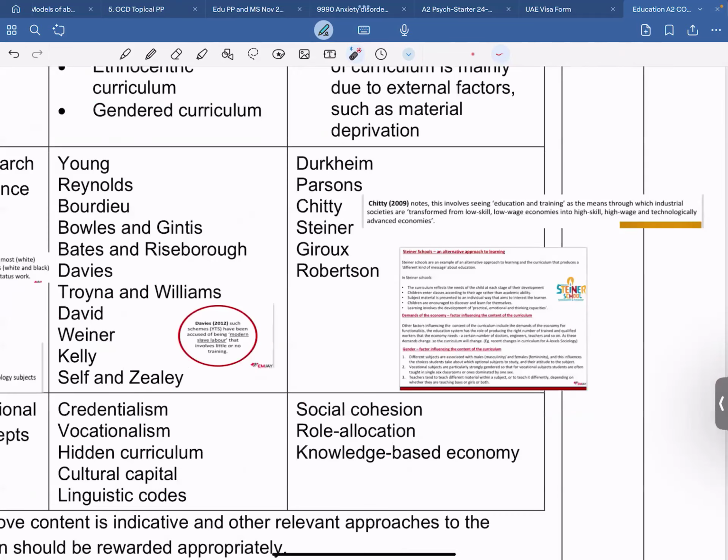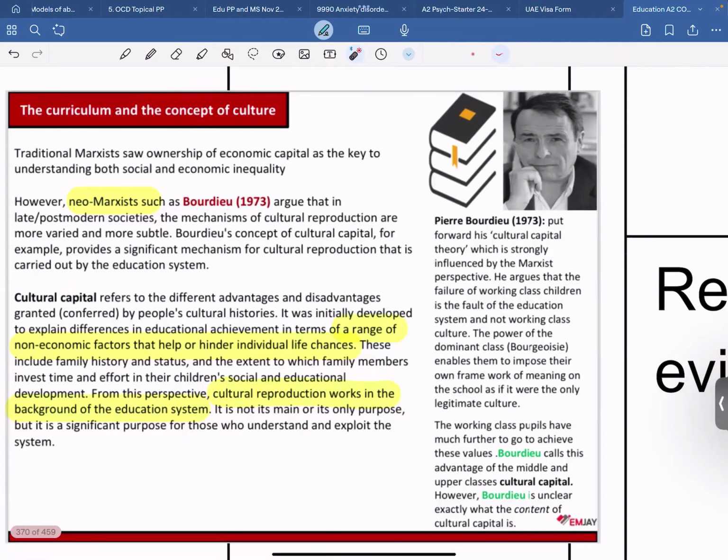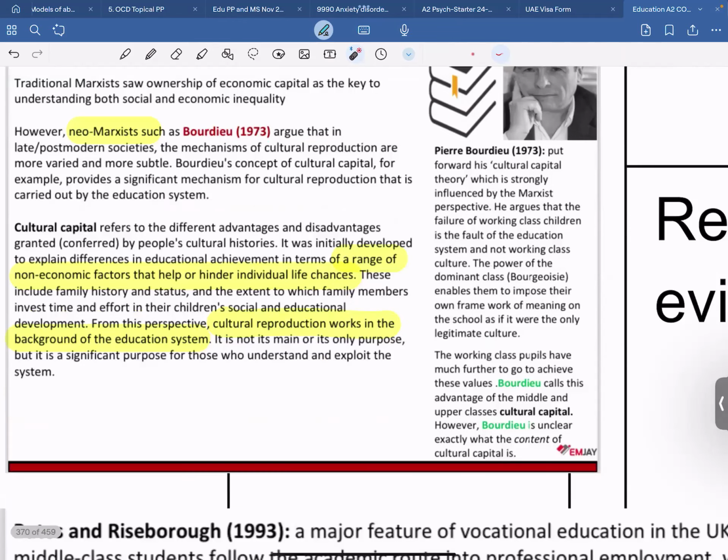So you could write down about Michael Young. If you feel like you could give this a read, you could pick up content from here. You could write down about Bourdieu. I just showed you more content on Bourdieu as well. You could write down about Bates and Riceborough.